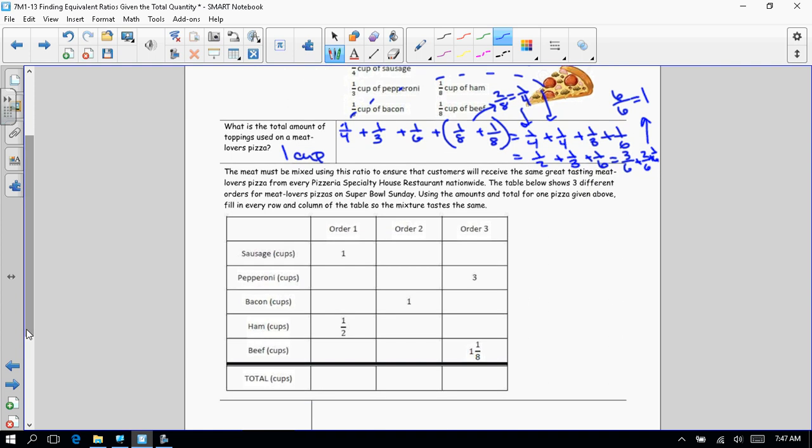All right, the meat must be mixed using that exact same ratio to ensure that customers will receive the same great tasting Meat Lovers pizza from every Pizzeria Specialty House restaurant nationwide. The table below shows 3 different orders for Meat Lovers pizza on Super Bowl Sunday, right? Busiest day for a pizza place. Using the amounts and total for one pizza given above, fill in the row and column of the table so that the mixture tastes the same.